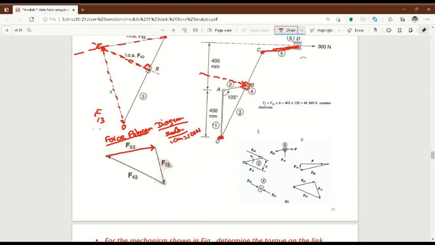For me, 350 Newton means 3.5 centimeter. Okay, I have drawn 3.5 centimeter. Suppose if you got 370 Newton, you have to draw 3.7 centimeter. Okay, draw that.